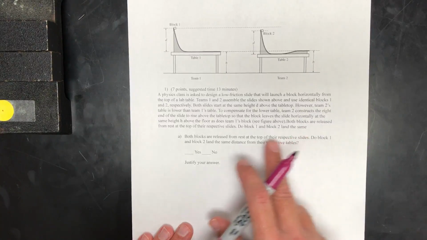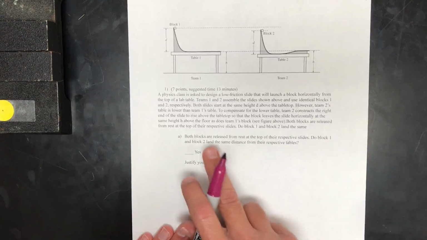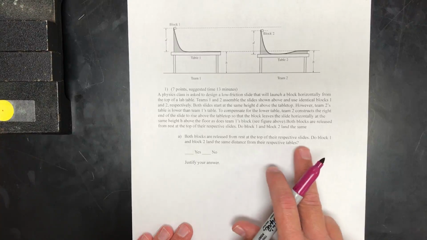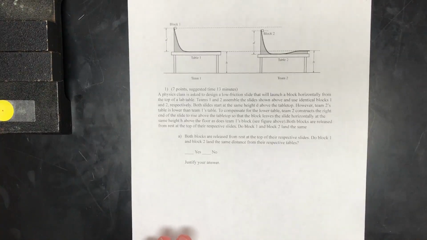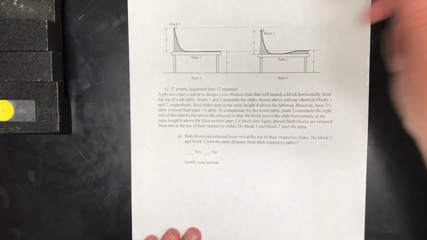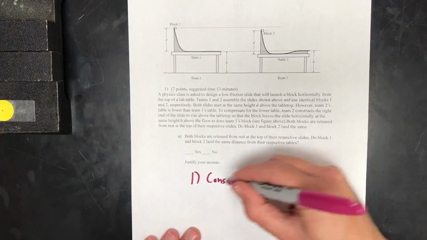So do blocks 1 and 2 land the same distance apart here? Do blocks 1 and 2 land the same distance from their respective tables there, and justify why. So what you need to do here is, 1 point is basically some sort of conservation of energy.